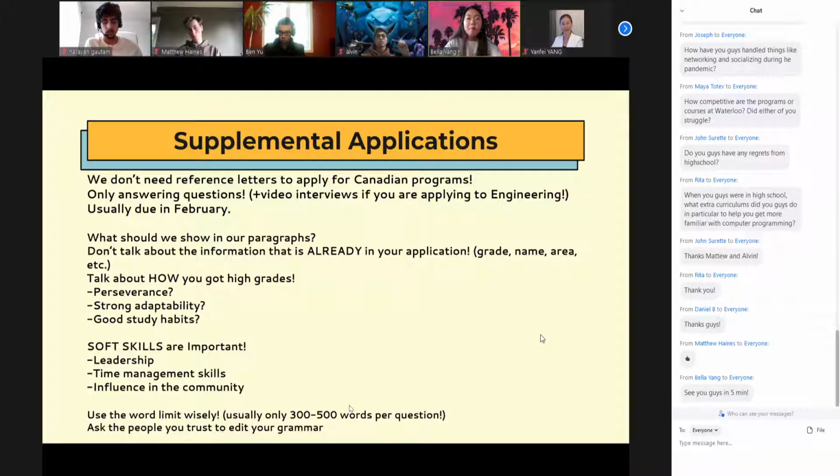So for the supplemental application process, this is the thing that most guidance counselors didn't talk about when I was in high school. And I highly recommend you to pay attention right now so you know what to do when you're doing these applications. In Canada, we don't actually need reference letters to apply to any Canadian programs. We will only be answering questions and doing some video interviews if we are applying to engineering. And these applications are usually due in February. So what should we know and what should we do in our written paragraphs?